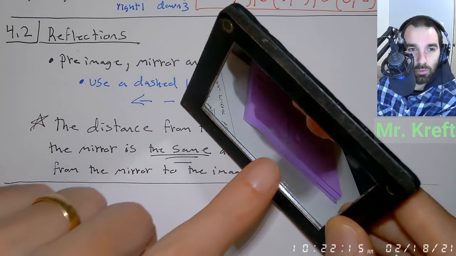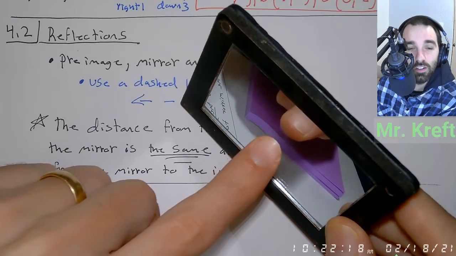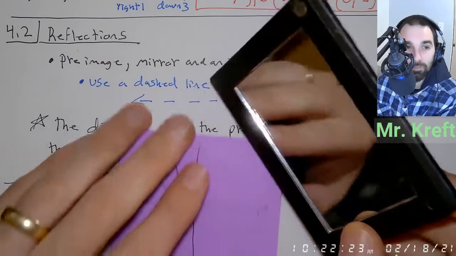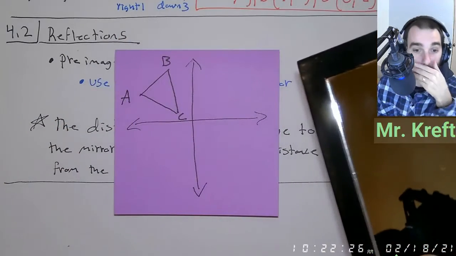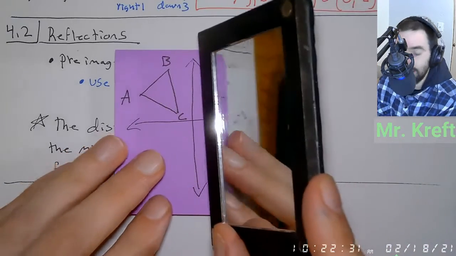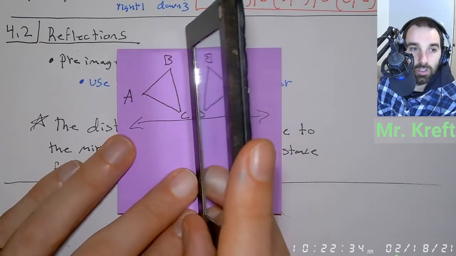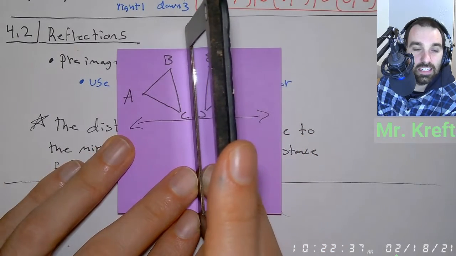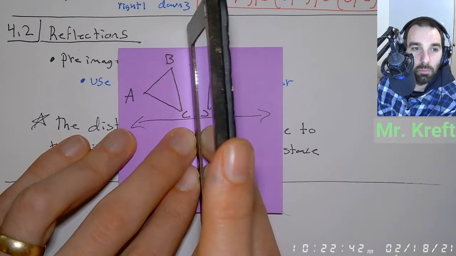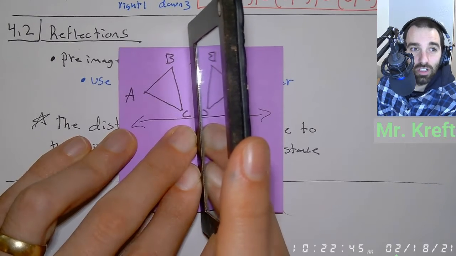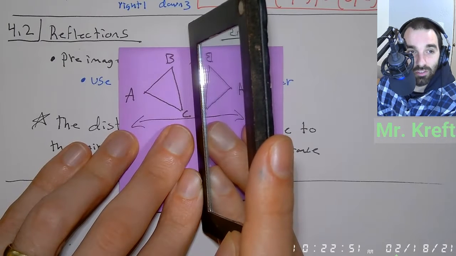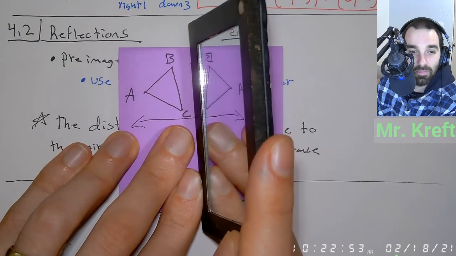Okay? So that's what's going on here, right? The closer we get to the mirror, the closer my image gets to the mirror. The further I get away from the mirror, the further it gets away. So I'm going to show you a type of reflection. I'm going to reflect this triangle over the y-axis. And when I do that, notice how C is closer than B, right? So C down here is really close to the mirror. So C is closer in the image. B is further away, and A is the furthest away. So you guys see how that works?